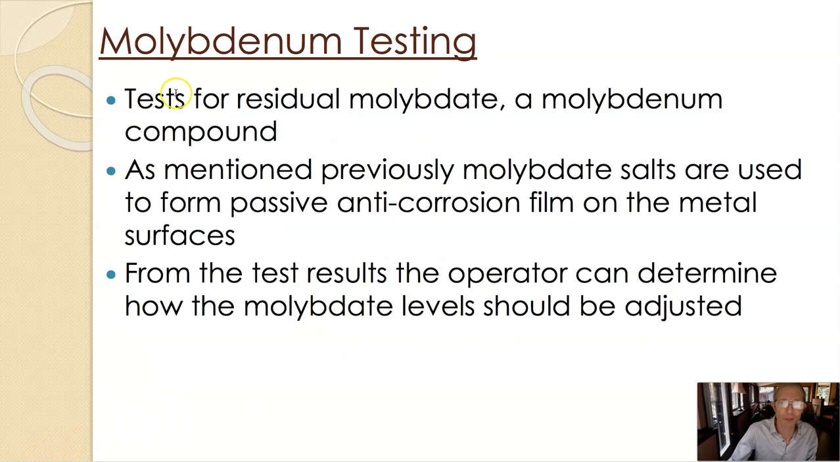And as far as molybdenum testing goes, again, we're testing for residual molybdate, which is a compound of molybdenum. And remember what molybdate is used for, is to form a passive anti-corrosion film on the water side of the tubing. So again, if there's residual present, then we know that we have the film forming. If we don't have any present, then we know that we're going to be having surface areas without any anti-corrosion film.